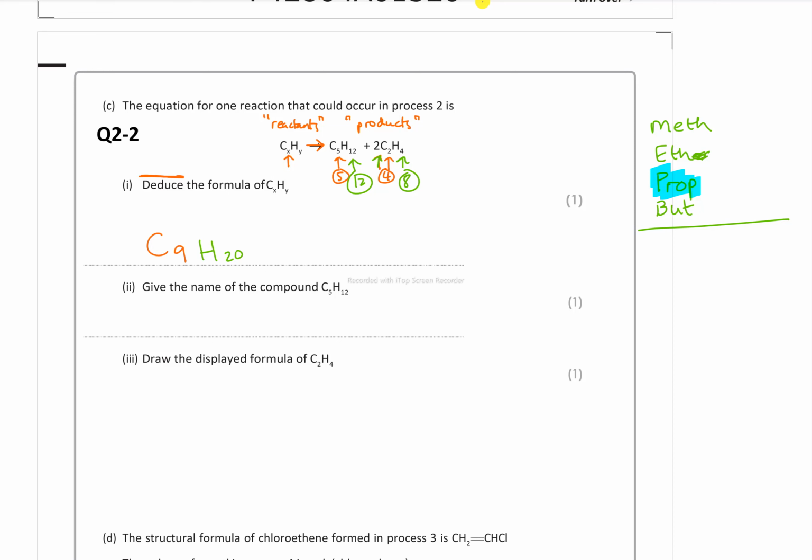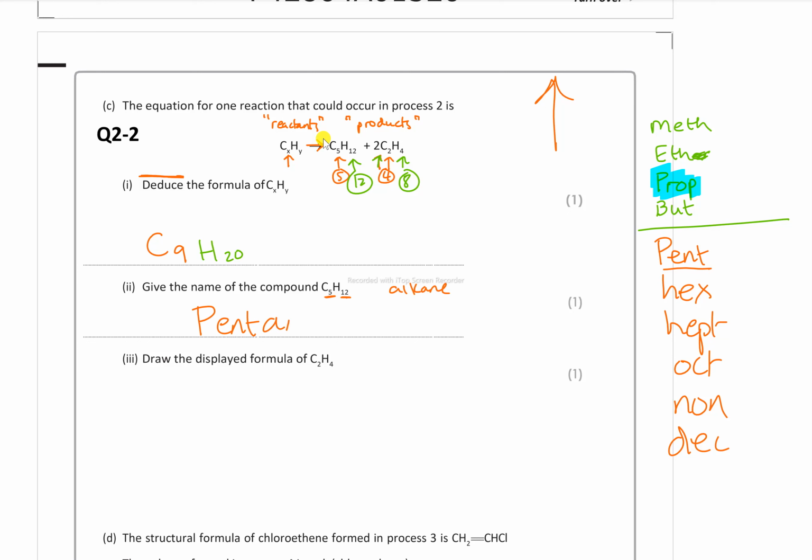Right, okay, now listen carefully. The rest is easy. What's a 5-sided shape? Pentagon, isn't it? So it'll be pentane. 6-sided is a hexagon, so it'll be hexane. Heptane, octane, nonane, and decane. We came across that in the question up there. Right, give the name of, so it's got 5 carbons and it's got, instead of 10 hydrogen, it's got 12, so that means it's an alkane. So it'll be pent and then ane.